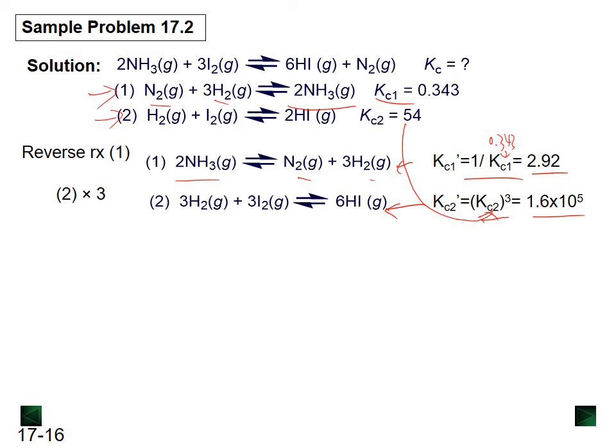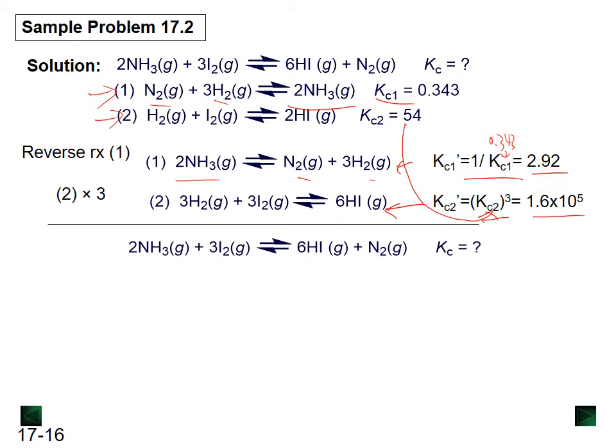Now we can add these 2 reactions. When you add these 2 reactions, you will see hydrogen is a product in the first reaction, but a reactant in the second reaction. So they cancel each other, and that gives you the unknown reaction. So the unknown reaction is obtained by adding new reactions 1 and 2.